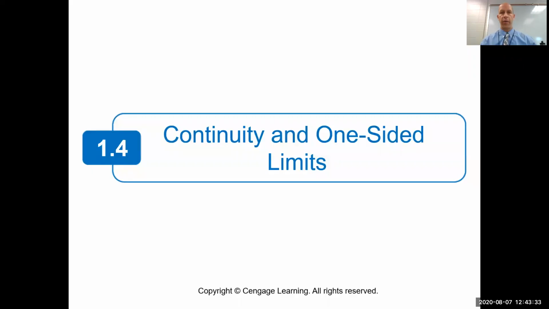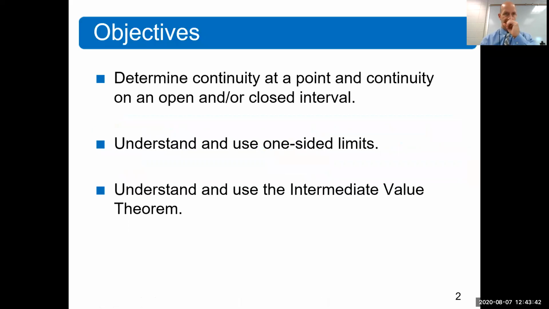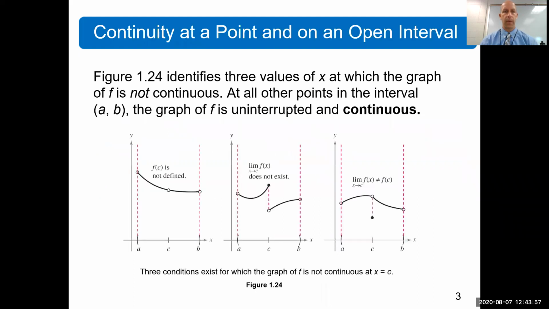And today we are going to be looking at section 1.4. Section 1.4 is on continuity and one-sided limits. Our objectives for today are to determine continuity at a point and continuity on open and or closed intervals. We want to be able to understand and use one-sided limits, and we'd like to be able to use and understand the intermediate value theorem.